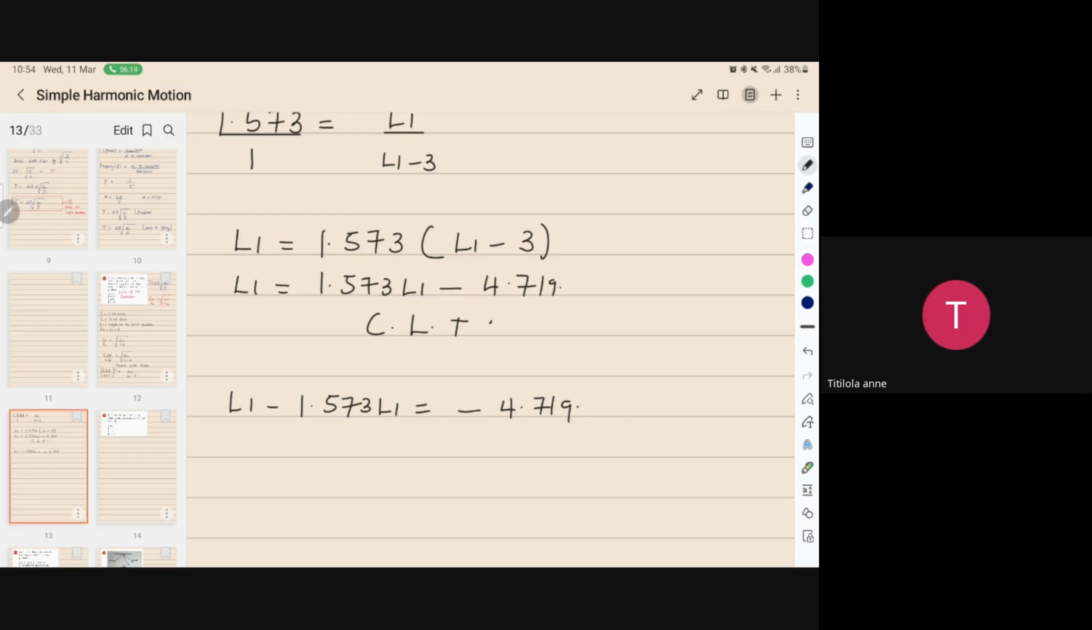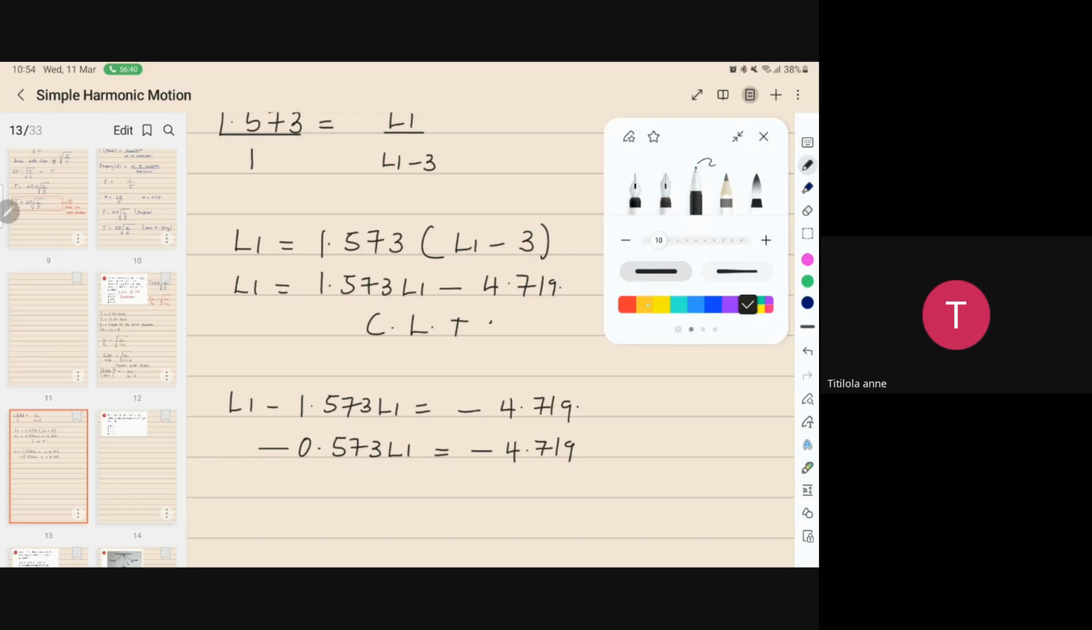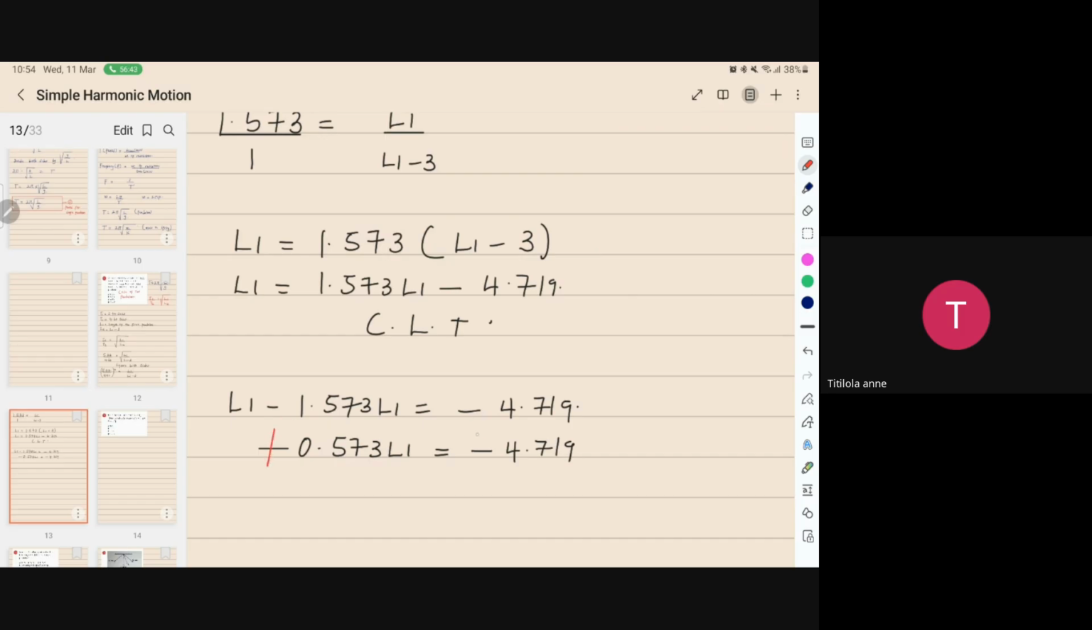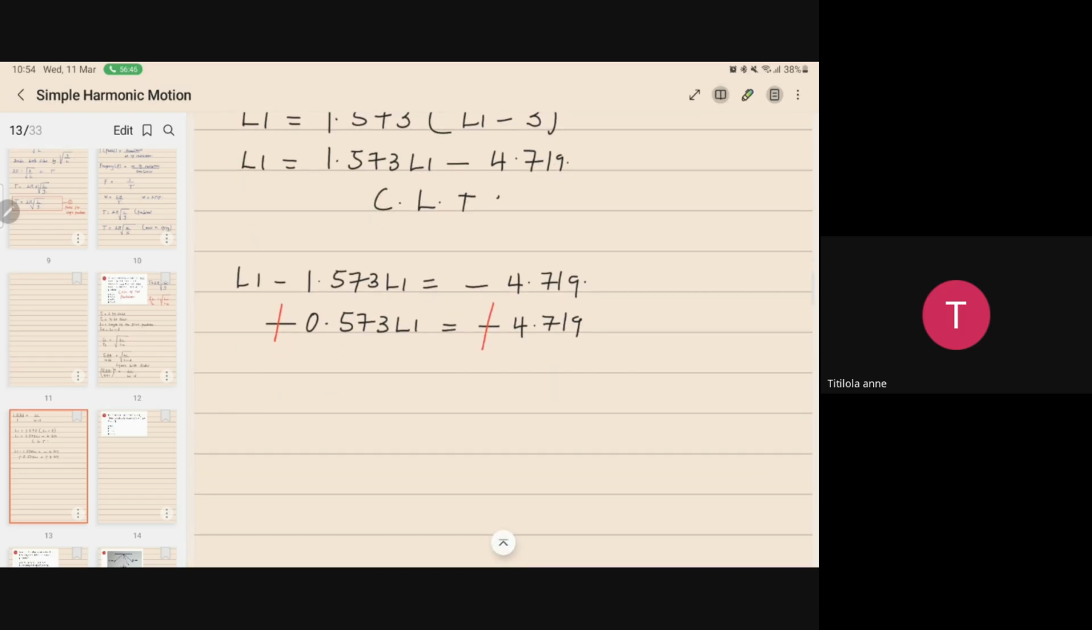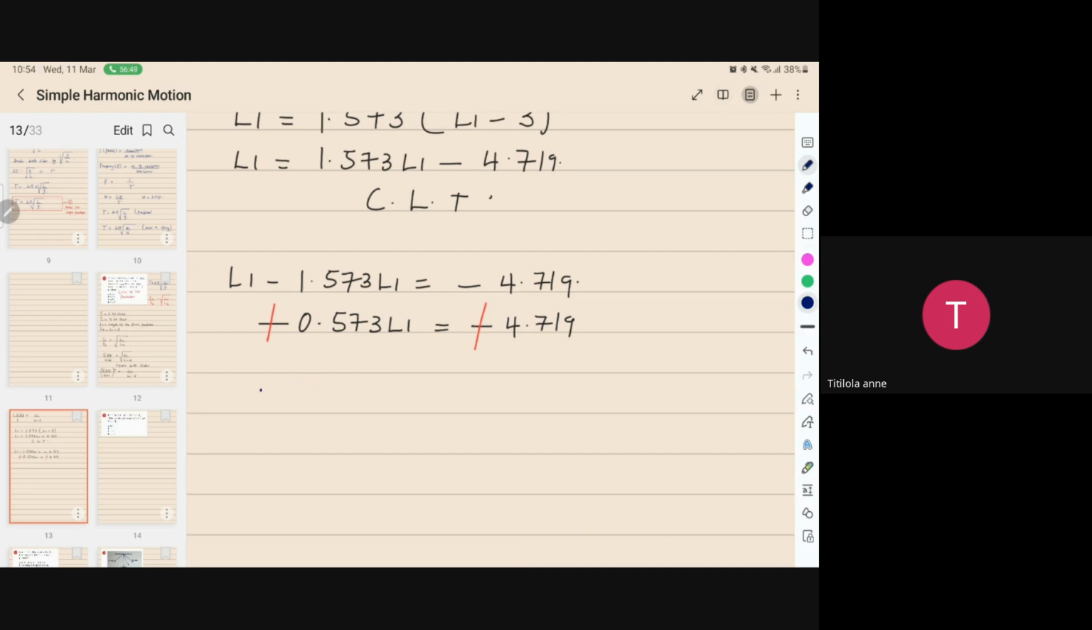When you subtract that, I know this is where people will be confused. This is simply saying 1 minus 1.573, because they have L1 in common. Without mathematics, you cannot do physics. This is minus 0.573 L1 equal to minus 4.719. Of course, negative will cancel negative. So therefore, I'm going to obtain the value of L1. That means that L1 will be equal to 4.719 all over 0.573. So the value of L1 is equal to what?